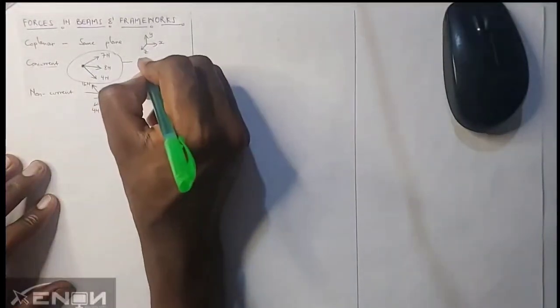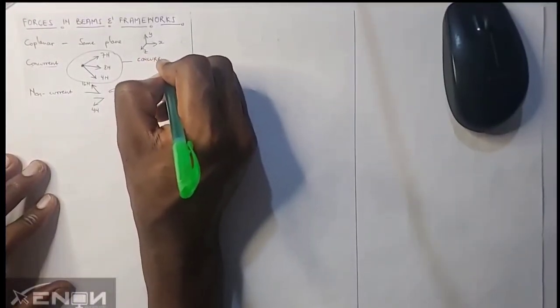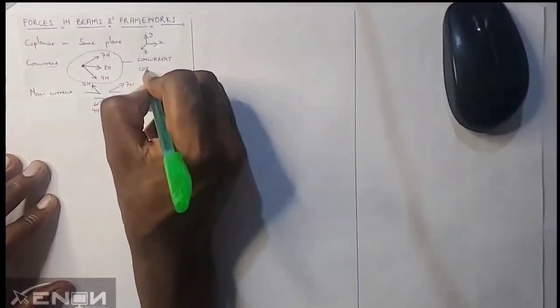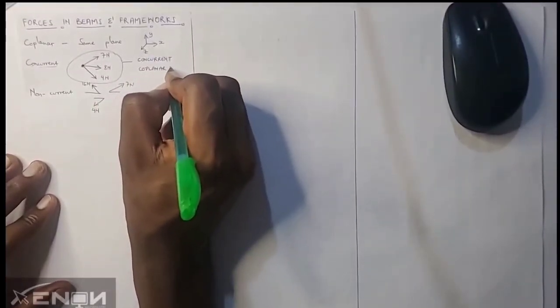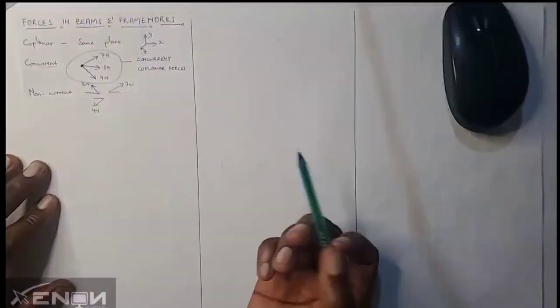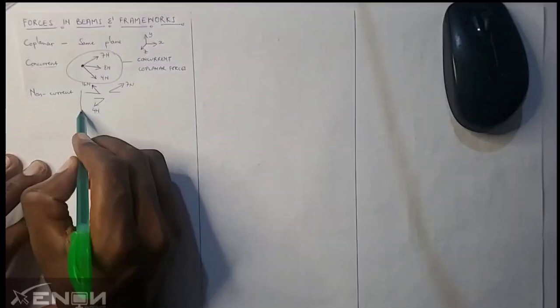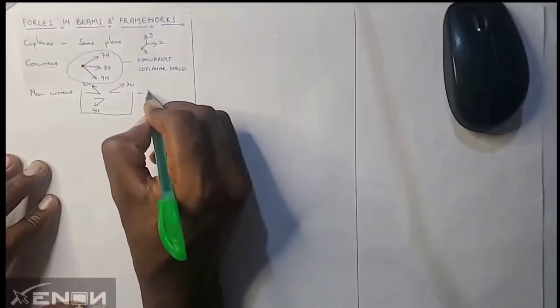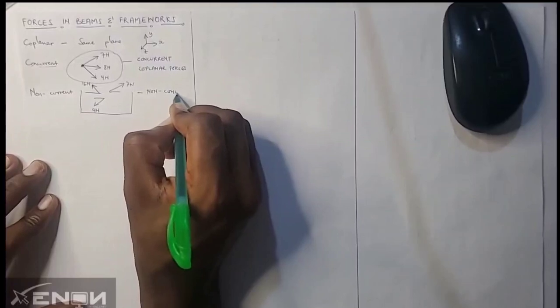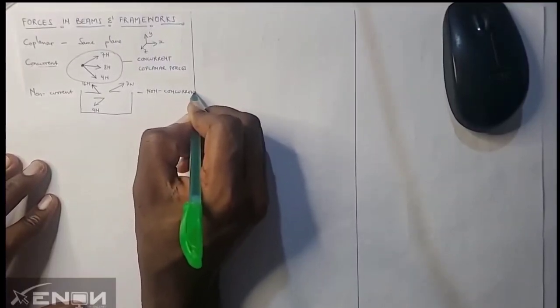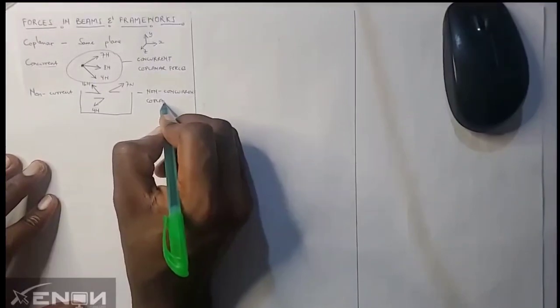So we can combine these two words to form a system of forces. These can be called concurrent coplanar forces. Why? Concurrent because they are coming from a single point, and coplanar because they are in the same plane. All the forces that we are going to handle in this course are coplanar, so don't worry about that much. The next one will of course be non-concurrent, because they are originating from different points.